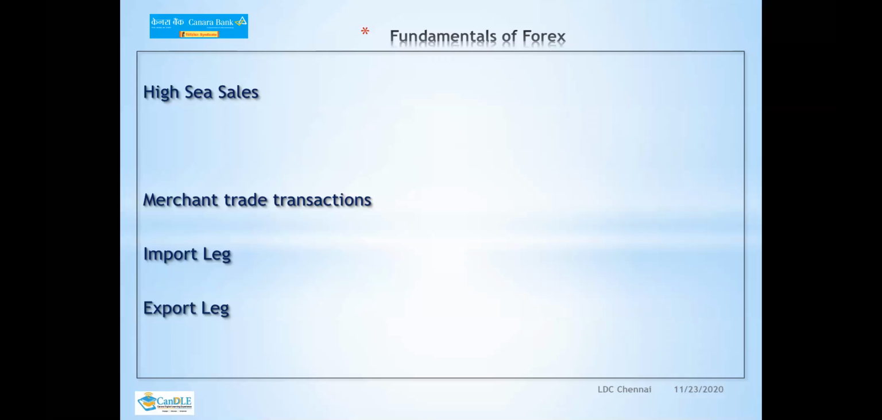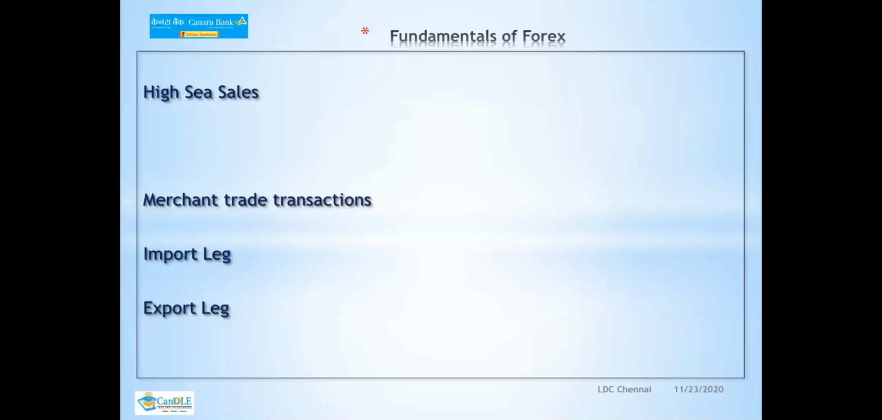A lot of liberalization happened here. Earlier it was very tight. Now in both these cases, a lot of relaxations happened. You can even finance these export and import legs, which is also very important. So understood? A merchant trade transaction is a foreign exchange transaction, a trade transaction only, but instead of a transaction between direct seller and buyer, there is a broker in between.